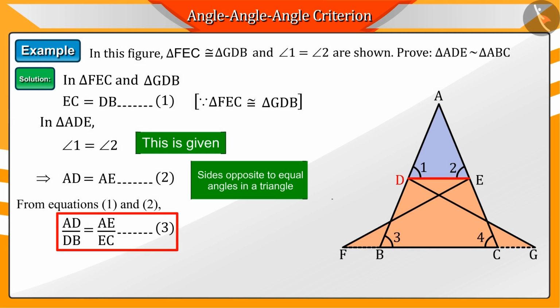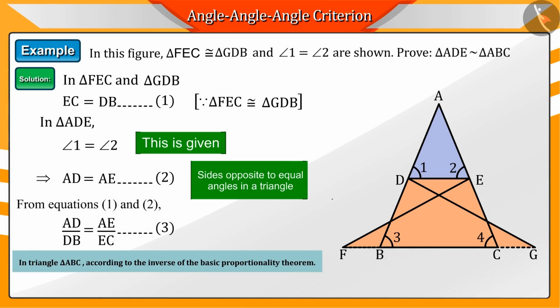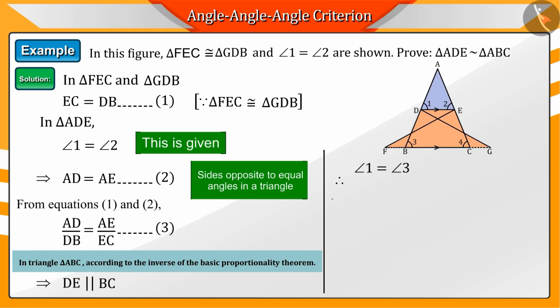Equation 3 tells us that the line DE divides the sides AB and AC of triangle ABC into equal ratios. What do you understand from this? According to the inverse of the basic proportionality theorem, we can say that the lines DE and BC are parallel lines, because of which angle 1 is equal to angle 3 and angle 2 is equal to angle 4. Can you tell why?